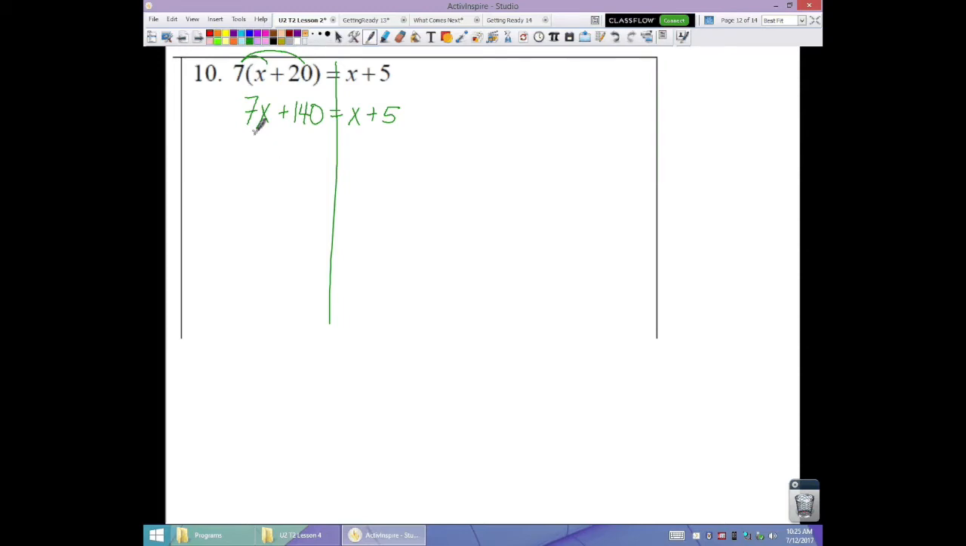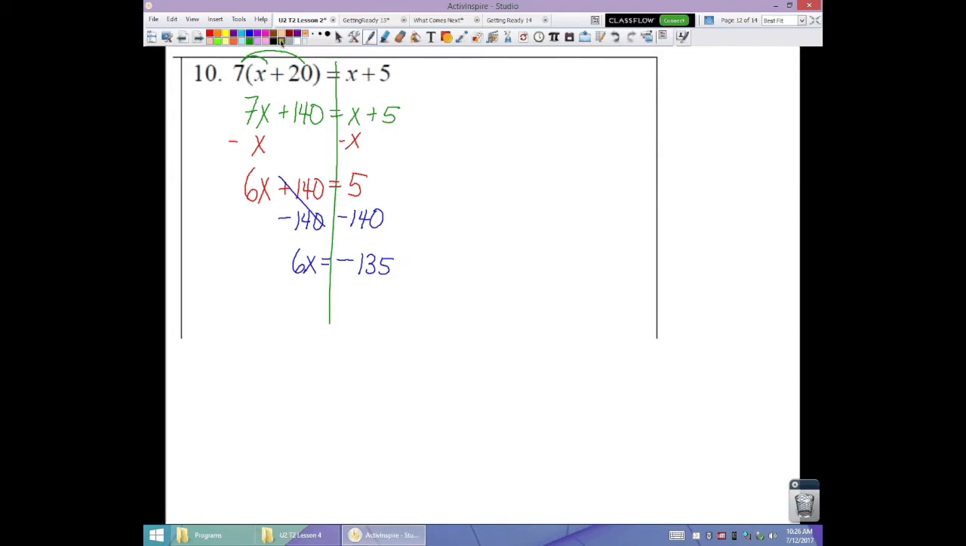Again, we have variables on both sides. I choose to eliminate the smaller one. So to get rid of 1x, I will subtract x. 7x minus 1x is 6x. I still have plus 140, and I still have equals 5. I will get rid of the positive 140 by subtracting it on both sides. So 6x is equal to negative 135.